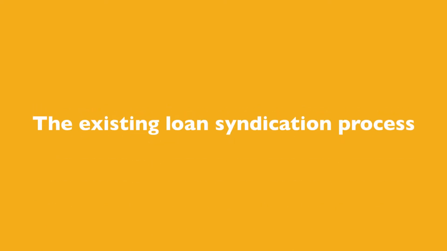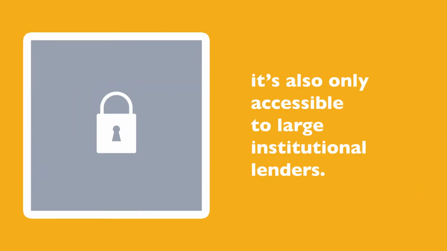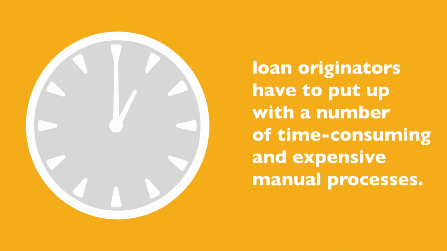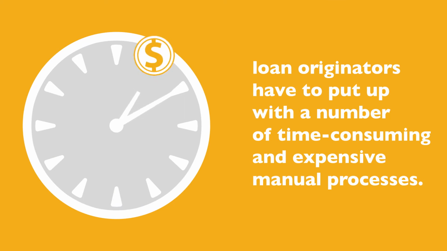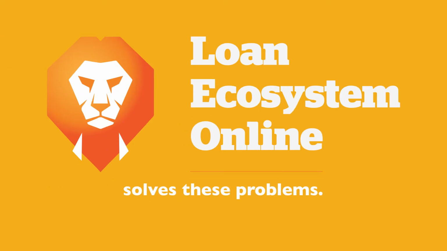The existing loan syndication process is incredibly inefficient. Not only can it take weeks or even months to complete, it's also only accessible to large institutional lenders. From entering loan details to processing the deal, loan originators have to put up with a number of time-consuming and expensive manual processes. Loan Ecosystem Online solves these problems.